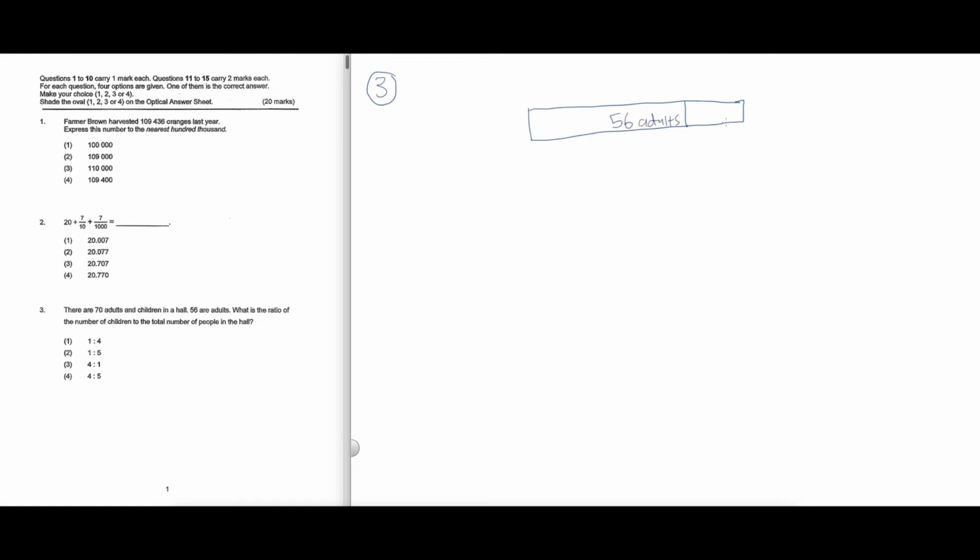Okay, so the rest are children, right? So how to find here? How many children are there? My total is 70. Okay, so to find the number of children, I just take 70 minus 56. I'm going to do the working together with you. I'm going to get 14. Okay, so there are 14 children.